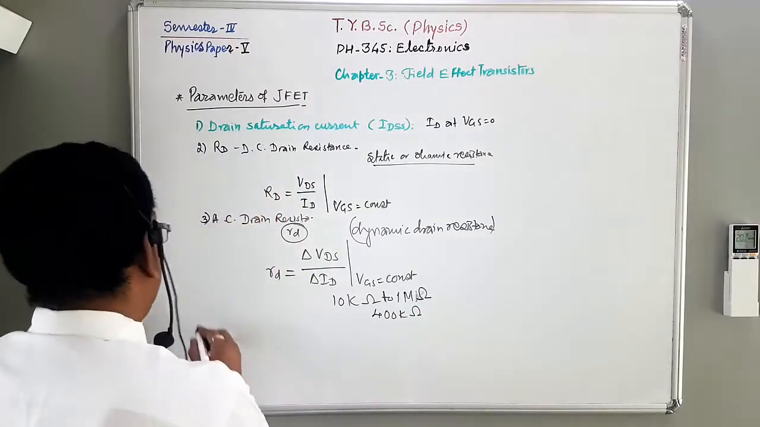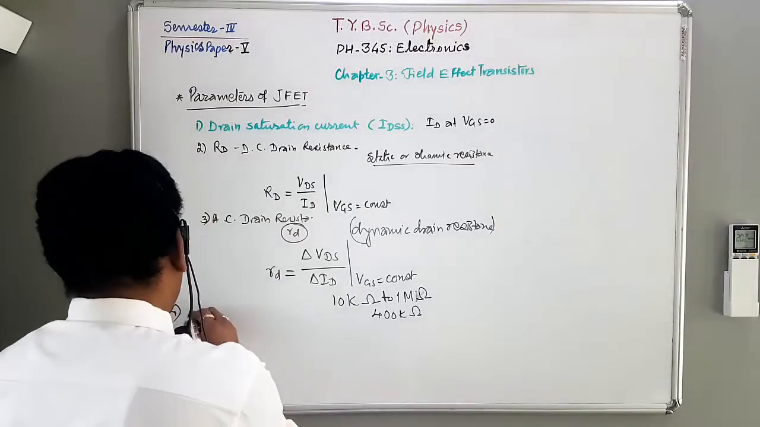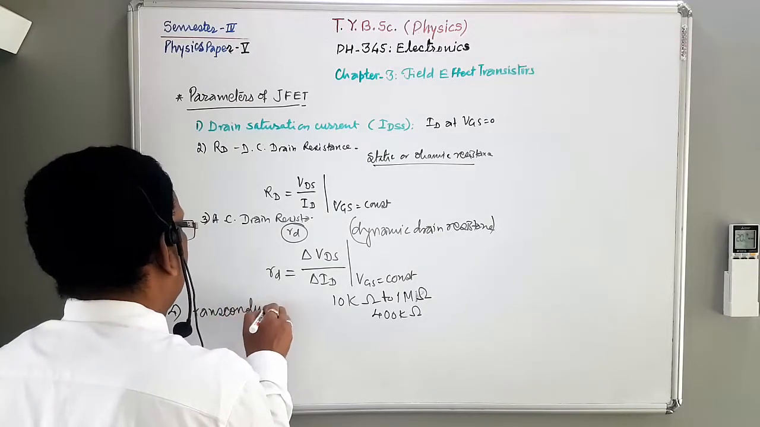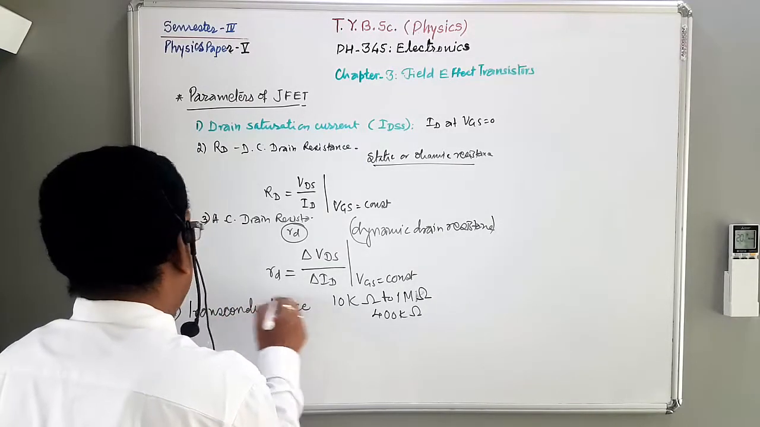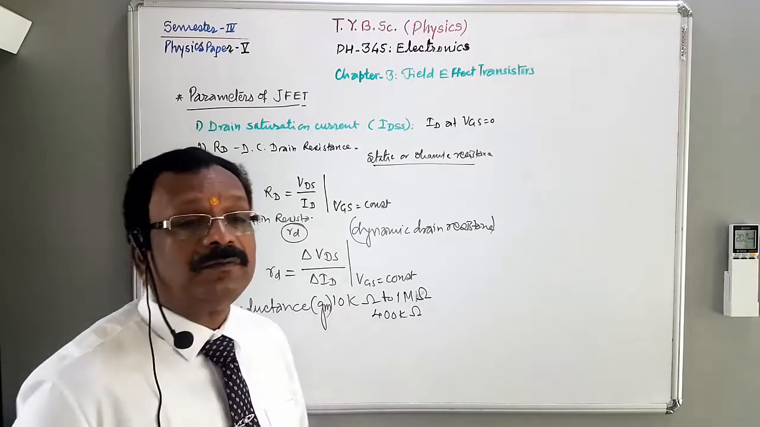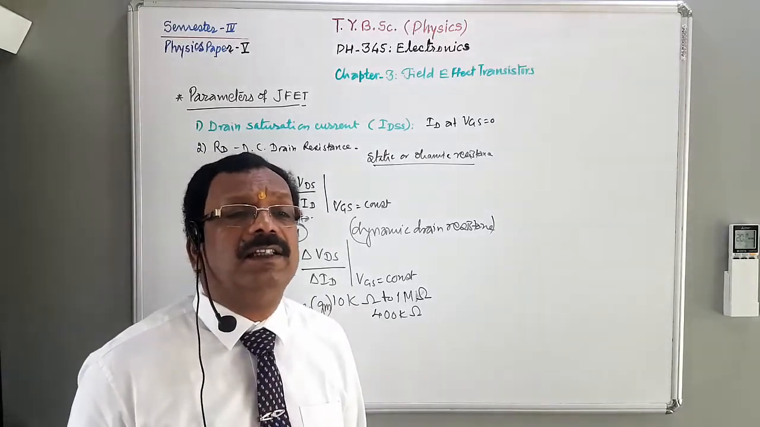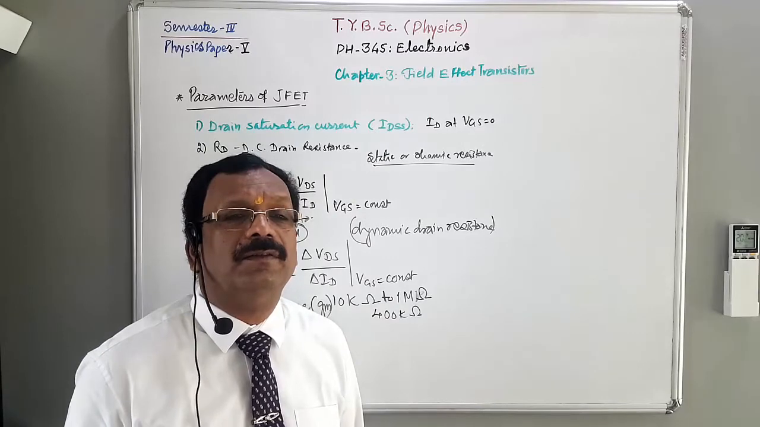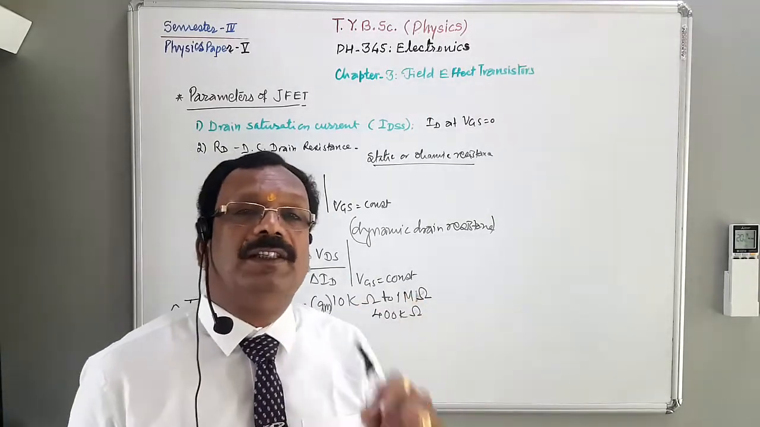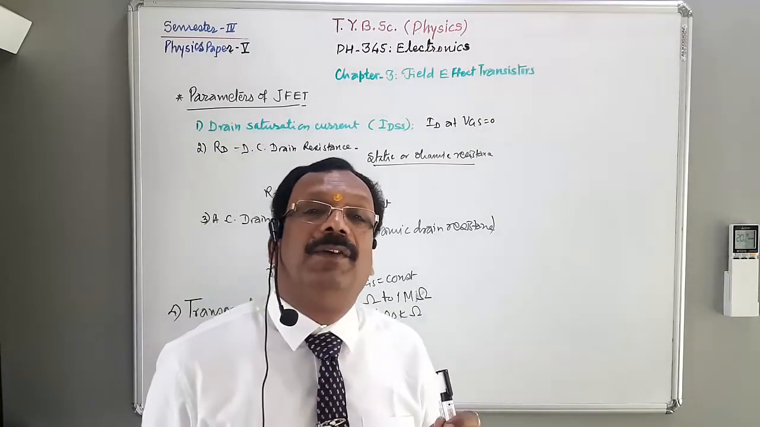Now next parameter, transconductance. It is denoted by gm. Transconductance is also a ratio of small change in ID to small change in voltage between gate and source.